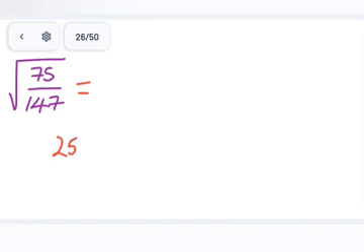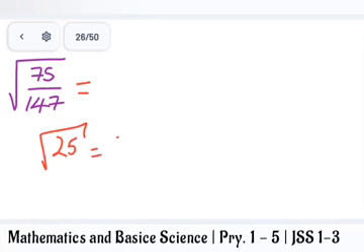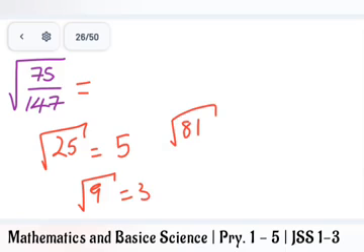The square root of 25 is what? Is 5. A number like 9. The square root of 9 is what? 3. A number like 81. The square root of 81 is what? Is 9. And a number like 169. The square root of 169 is what?